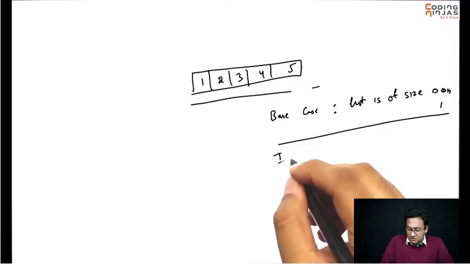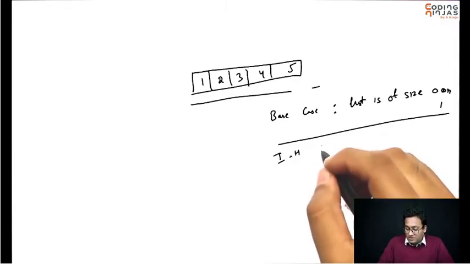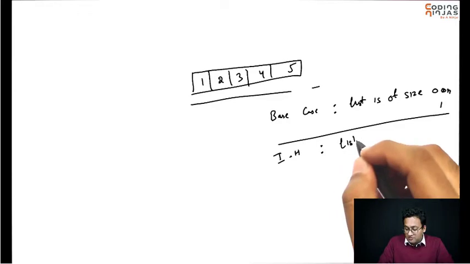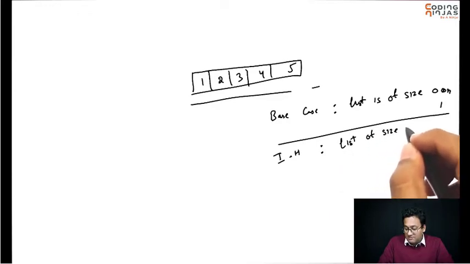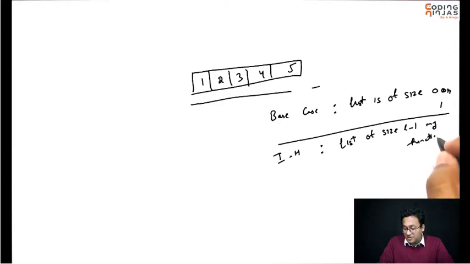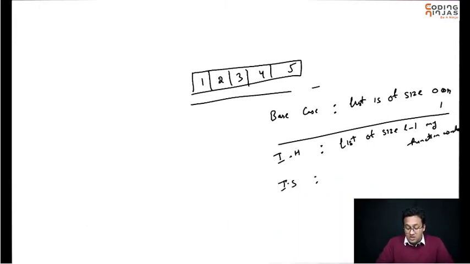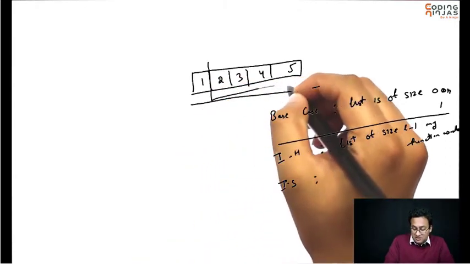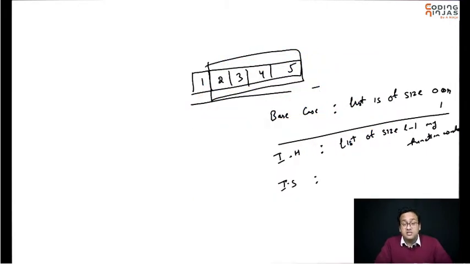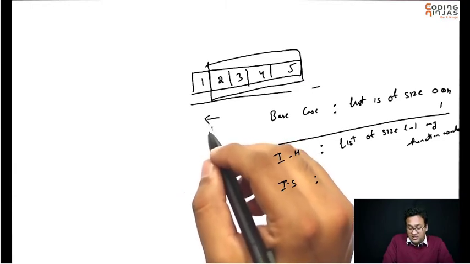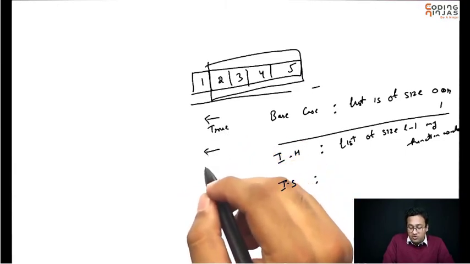Induction hypothesis. I'm going to assume that for a list of size L minus 1, my function works. Whatever function I have written, I have not written anything, but whatever I'm going to write, I'm going to assume it works for L minus 1. Induction step. The fact that my function works basically means it will tell me if this much of the list is sorted or not. Now my function can tell me two things. Either it can tell me yes, it is sorted, or it can tell me no, it is not sorted.